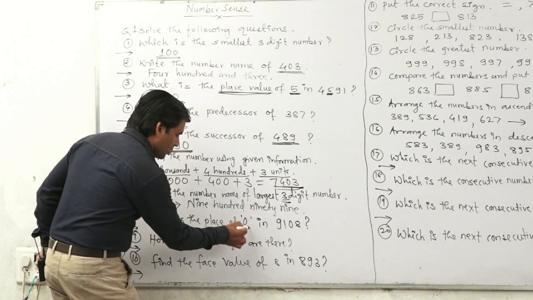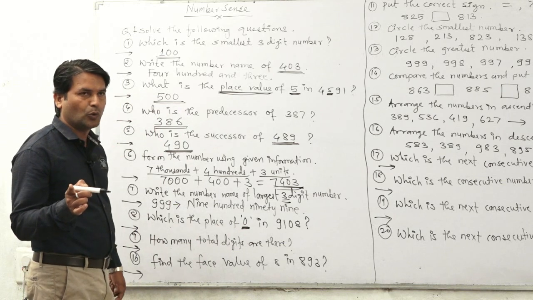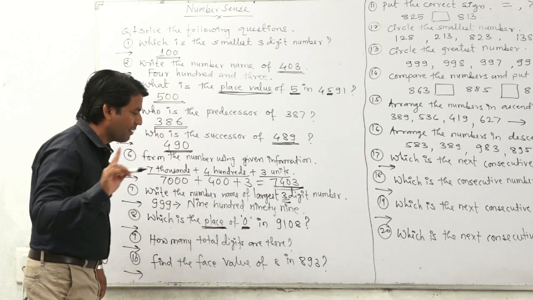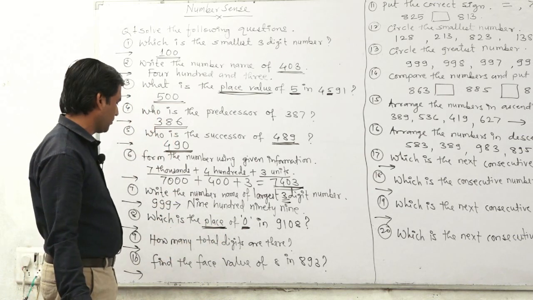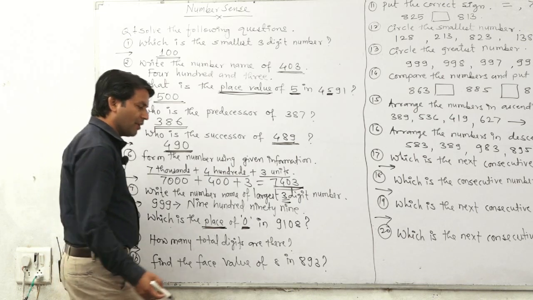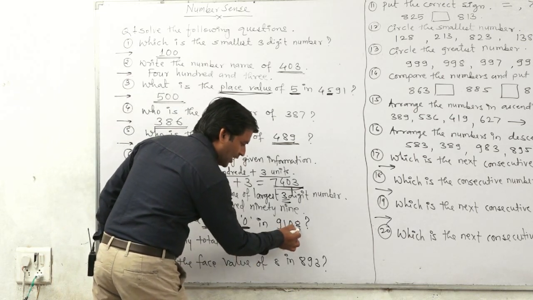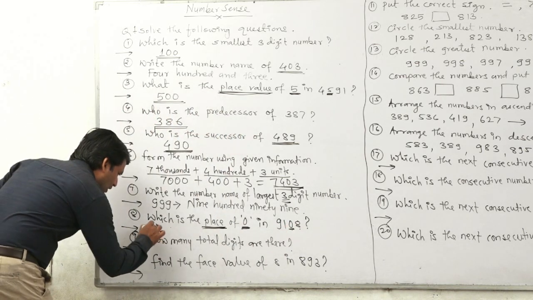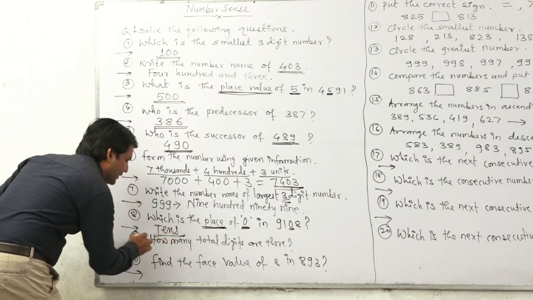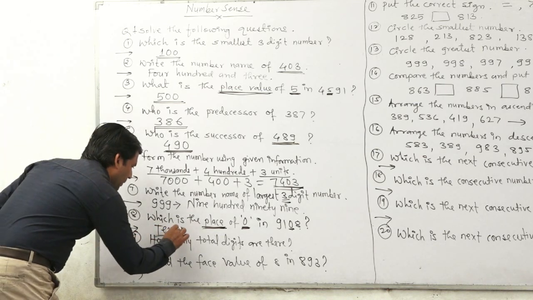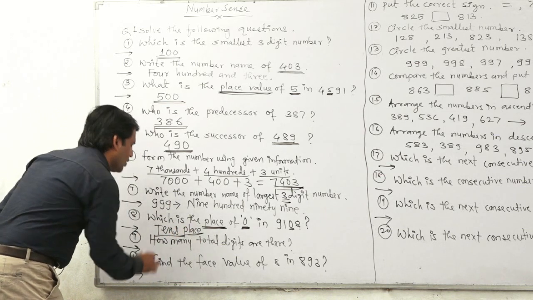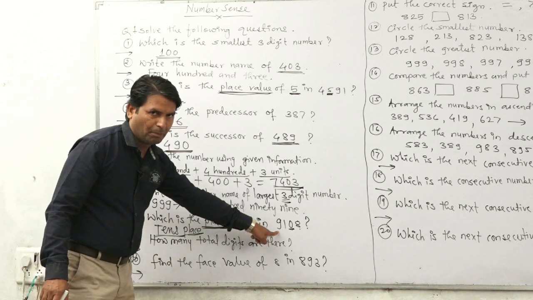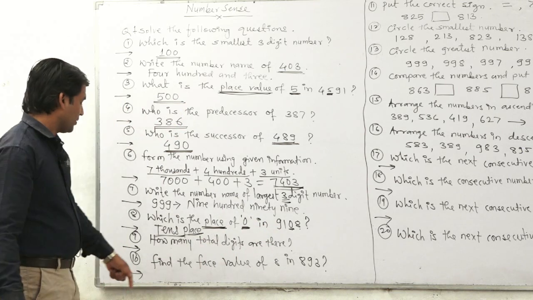We have to find out the place, not the place value. So what is the place of 0 in the given number? Ones, tens. So 0 is at which place? At the tens place. So the answer will be the tens place, and we can write it here. So 0 is at the tens place in the given number. Like this we can find out the answer.